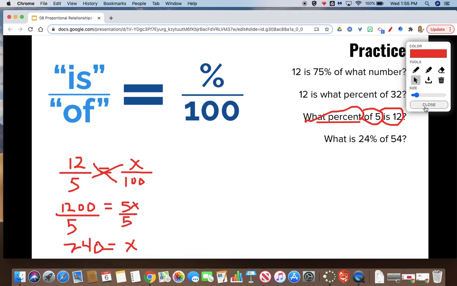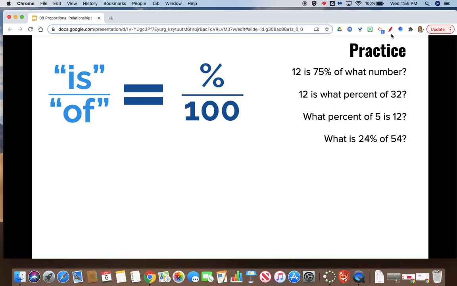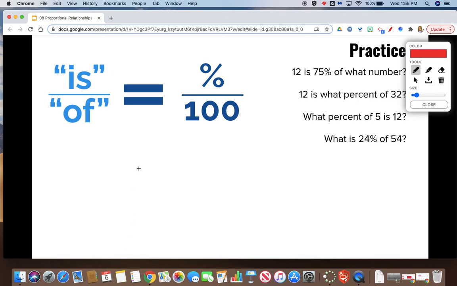Why don't you try setting this one up on your own? Look for the signals, the words, and the symbols to help you set it up properly. Press play when you're ready to see me walk through the answer.